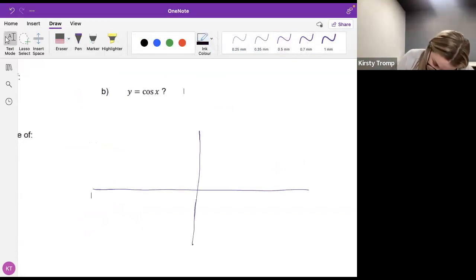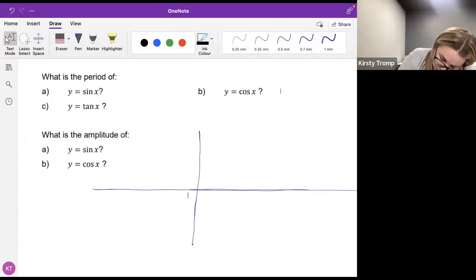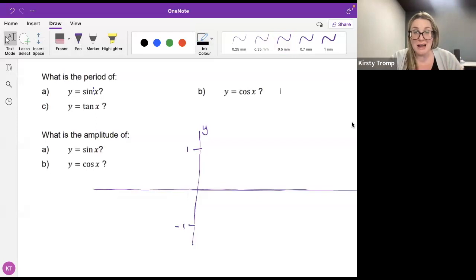By looking at the amplitude of my graph, what's actually hiding before this x? There's a number 1 hiding there, which means that this graph is going up to 1 and it's going down to negative 1. So for my y values, it's going up to 1 and down to negative 1. There's nothing weird happening here. I'm not timesing the graph by 2. I'm not doing anything strange. 1, negative 1, nice plain graph.